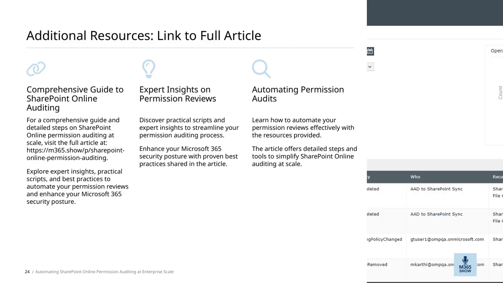The key takeaway here is that automation can significantly reduce the time and effort required for permission reviews, especially at scale. You'll discover scripts and expert insights that can streamline your workflow, making your permissions management both more efficient and more accurate. By following the best practices shared in the article, you can also strengthen your overall Microsoft 365 security posture. It's about making smarter, more consistent permission reviews a routine part of your security strategy.